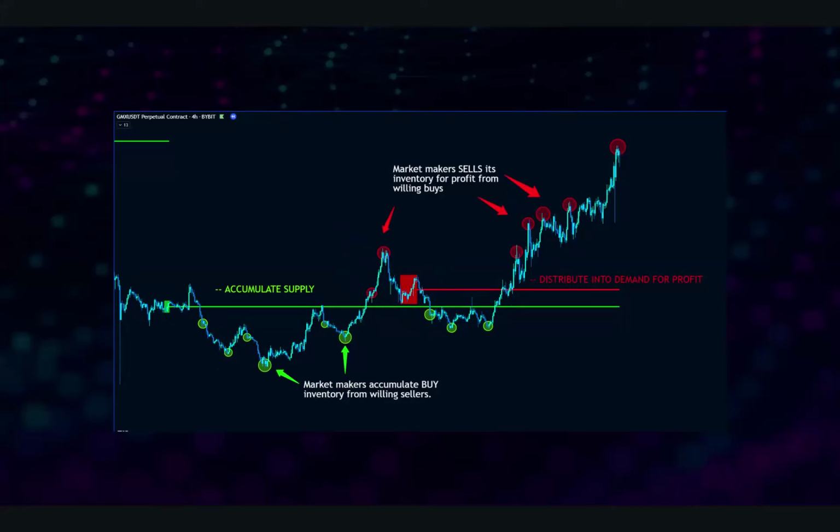So in very, very simple terms, this is how Indicator X is actually working. Underneath value is where you're going to accumulate at discounted prices. Above value is where you're going to be able to sell what you accumulated at discount prices for a profit. And this is basically the formula in its simplest terms. Just accumulate when price is at discounted prices and then distribute and sell that for profit to willing buyers. This is the whole process of accumulation and distribution.